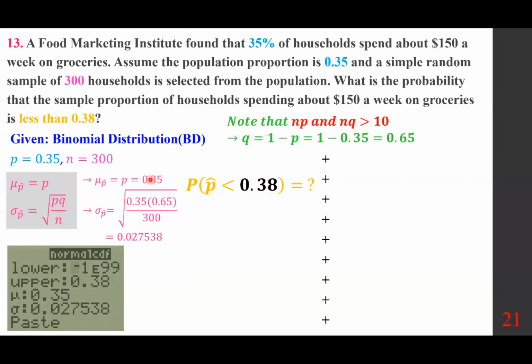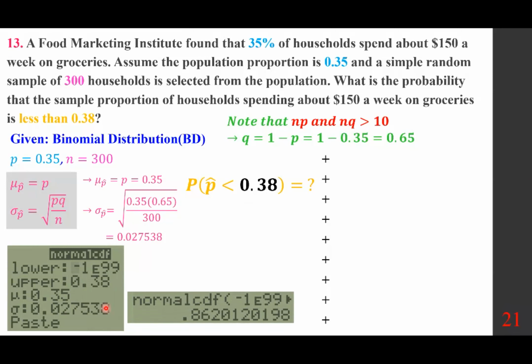Mu is mu of p hat, or p, 0.35. Sigma, we just calculated it. If you plug in, that gives you the answer.